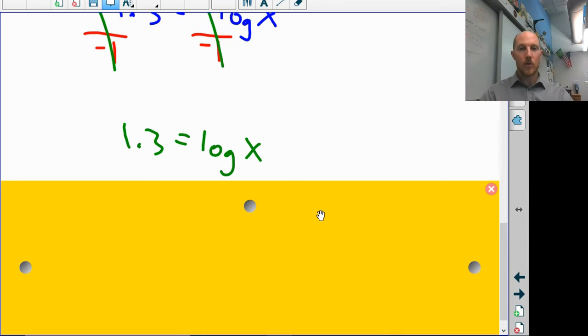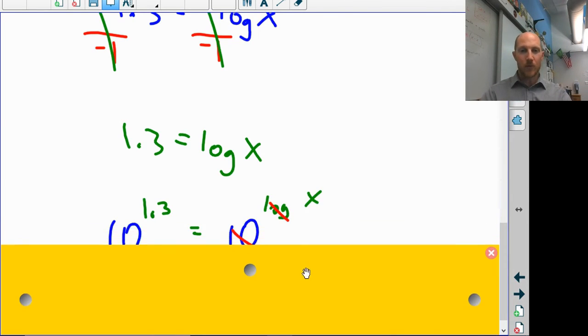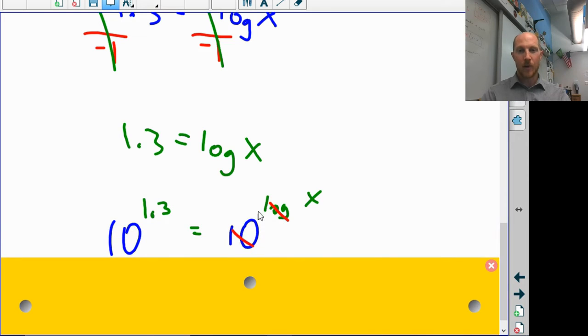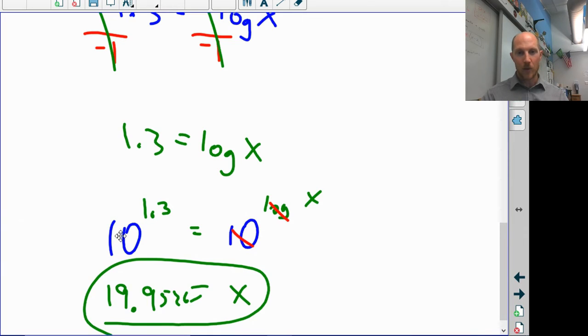We didn't. Here goes. Raise everything as a power of 10. 10 to the power of, and the log base 10, those are inverses. They cancel, so I have just the x on the right-hand side, and evaluate 10 to the power of 1.3 on my calculator. 19.9526. And then there's an equal sign. Sorry, it all kind of blends together. It's a little bit messy.